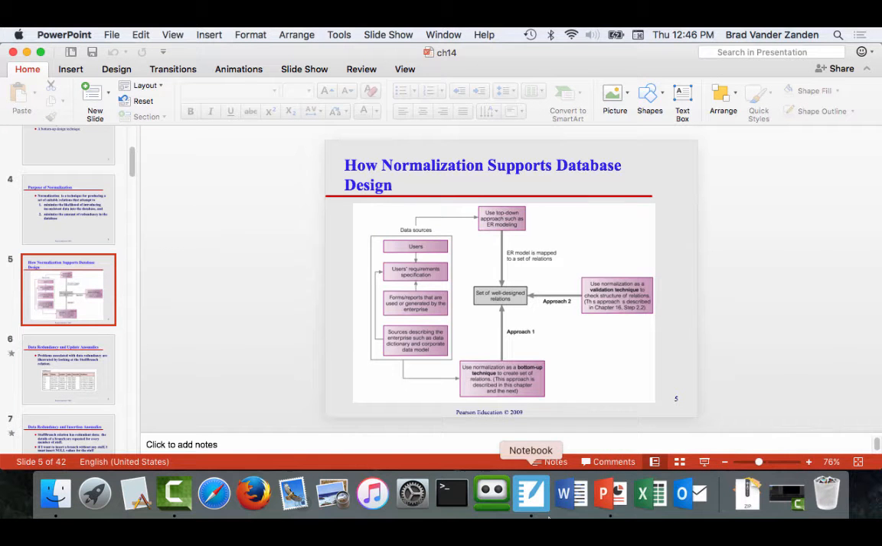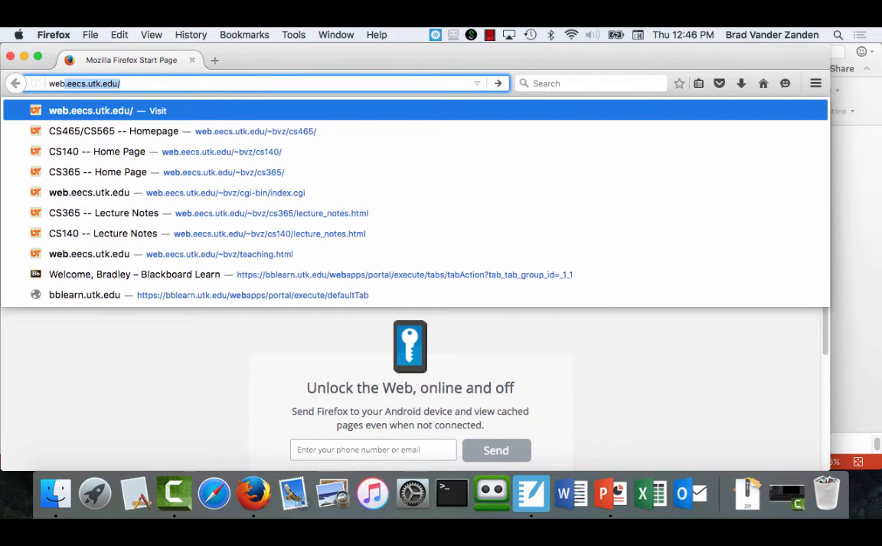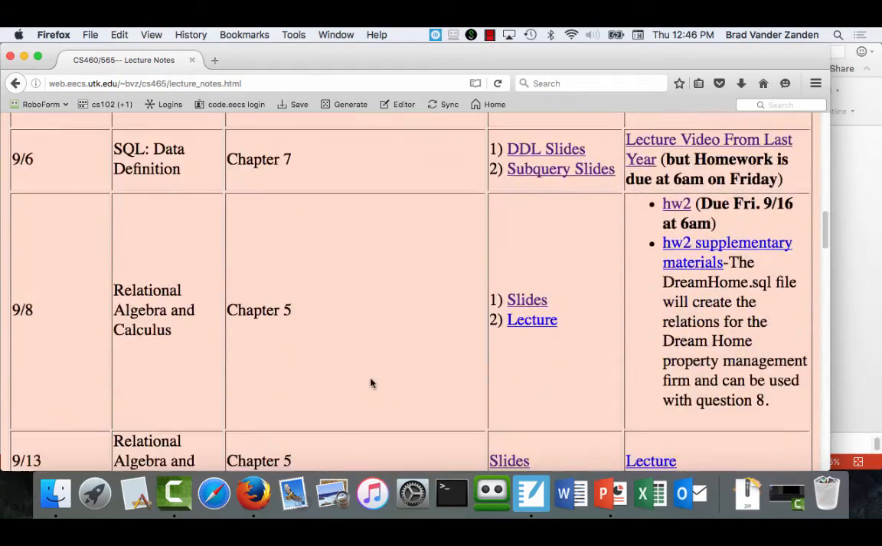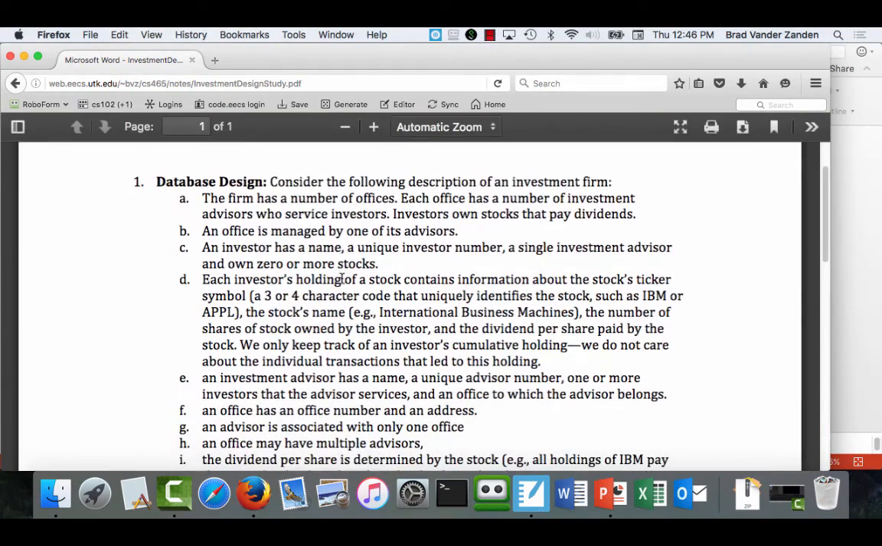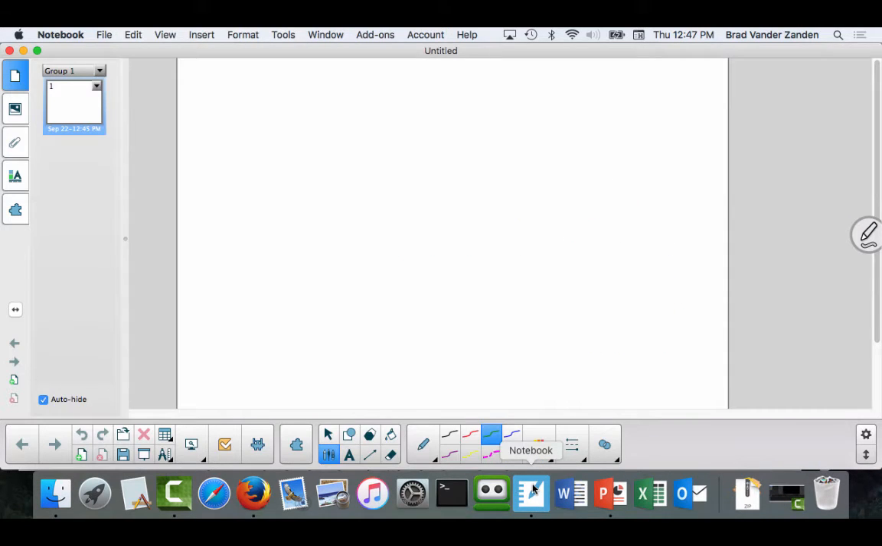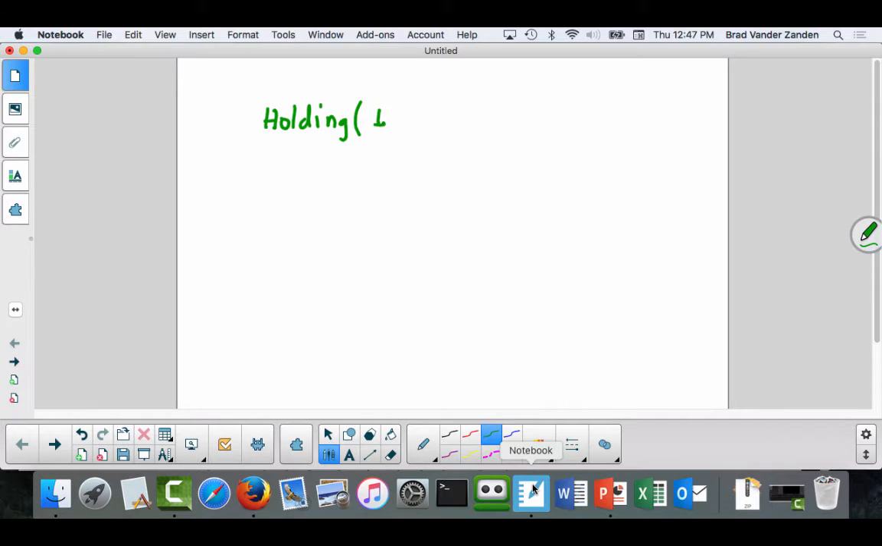And as an example, I'm going to show you again the investment case design that we had last time. So in the investment firm design case, we saw that it said each investor's holding of a stock contains information about the stock's ticker symbol, the stock's name, the number of shares owned by the investor, and the dividend per share. So you might very well end up designing something where you say holding, and you have something like an investor ID and a ticker, and you might have a dividend and the company name.